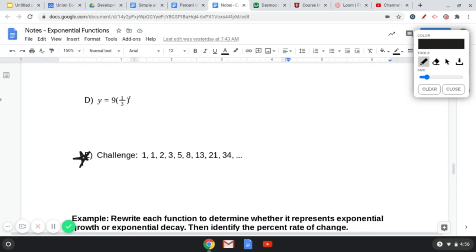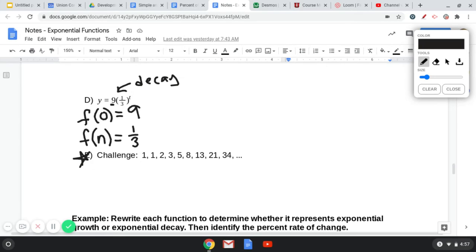So D, y equals 9 times 1/3 to the t. This 1/3, class, means exponential decay. So f of 0 equals 9. That's our initial value right here. Now f of n equals our decay rate, which is 1/3, times f of n minus 1. That's how we would get to the next term in this sequence.